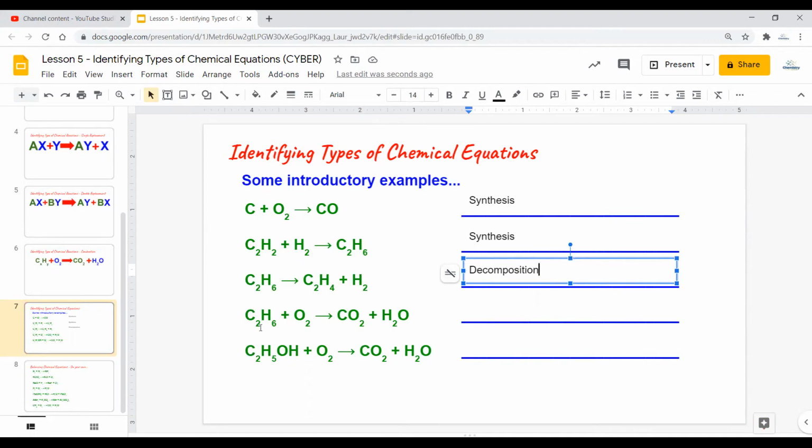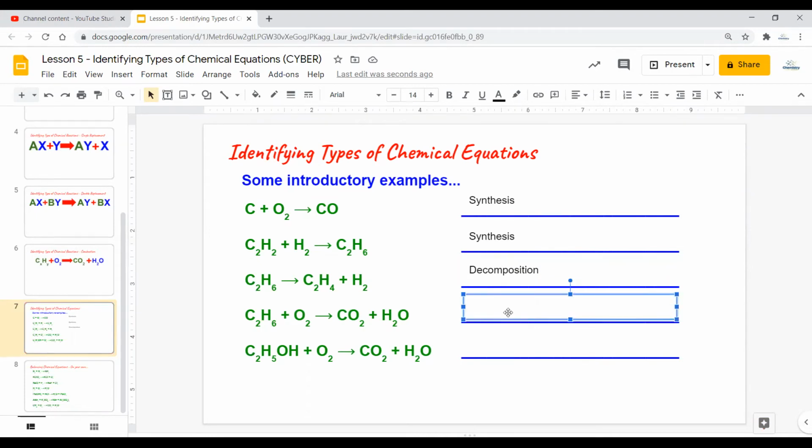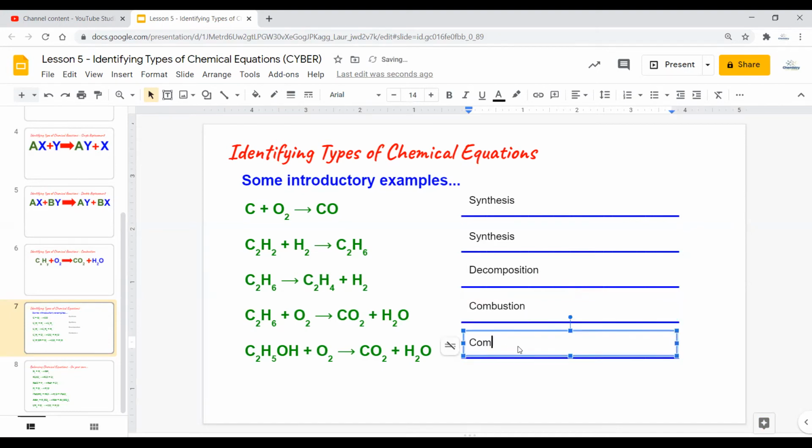In our fourth example, we have a compound, C2H6, reacting with oxygen, producing carbon dioxide and water. In this case, we have a combustion reaction. Note, anytime, and we're always looking for this, anytime we see oxygen, carbon dioxide, and water, we're going to have a combustion reaction. Take a look at the next example. Again, we see oxygen, we see carbon dioxide, and water. So we have another example of a combustion reaction here.